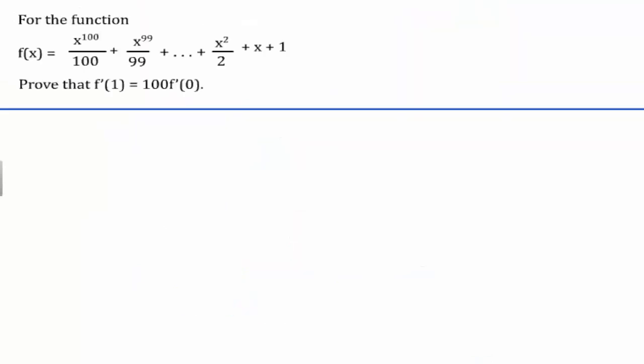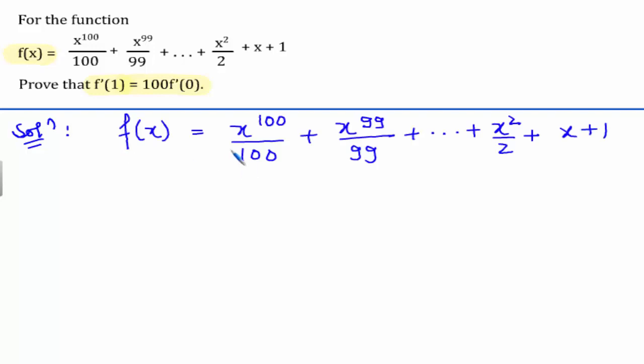In this question we are given a function f x and we have to prove that the derivative of f x at x is equal to 1 is equal to 100 times the derivative of f x at x is equal to 0. Let's begin with the solution, and the given function is f x is equal to x raised to the power 100 divided by 100 plus x raised to the power 99 divided by 99 plus so on up to x square divided by 2 plus x plus 1. Now its first derivative is given by f dash x, that is derivative of each term one by one with respect to x.